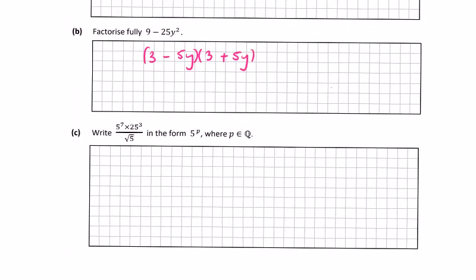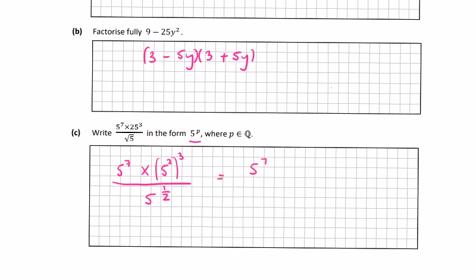And then writing in the form 5 to the power of p. On top we have 5 to the power of 7 multiplied by 25, which is 5 squared, to the power of 3, divided by 5 to the power of a half. When you know your rules of indices, these are easy.